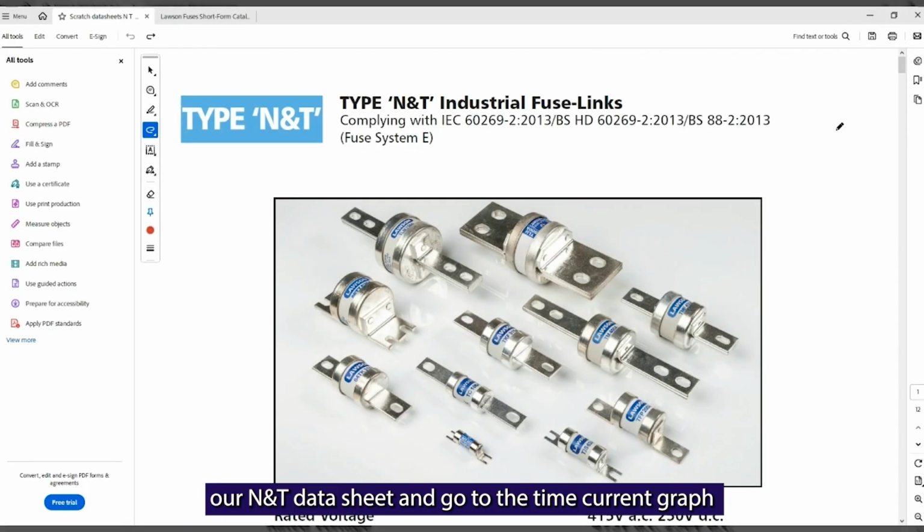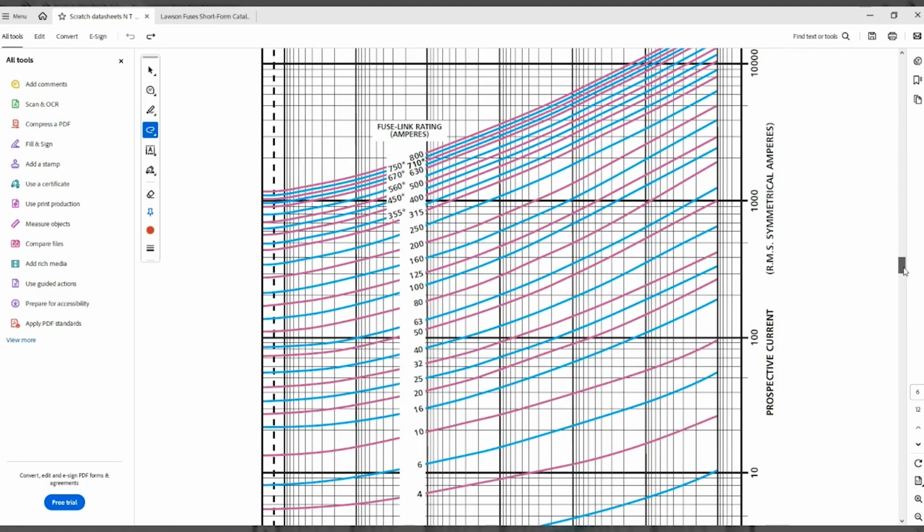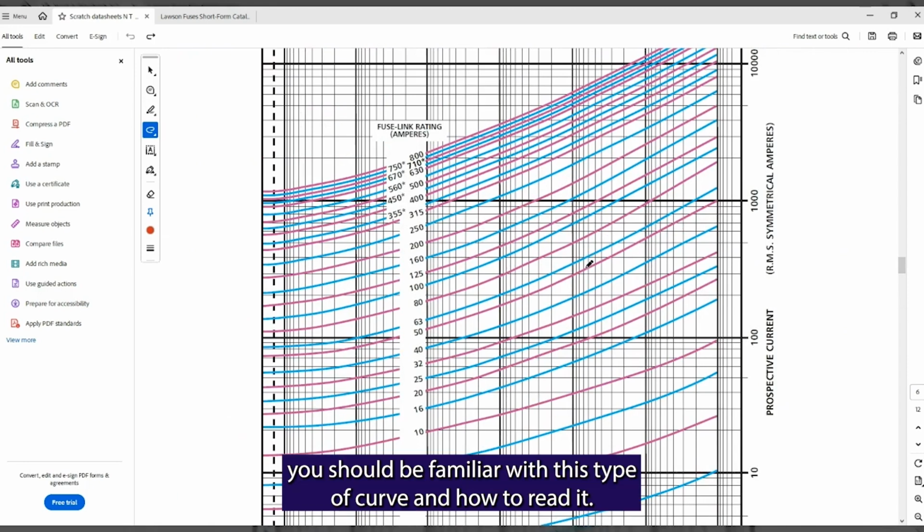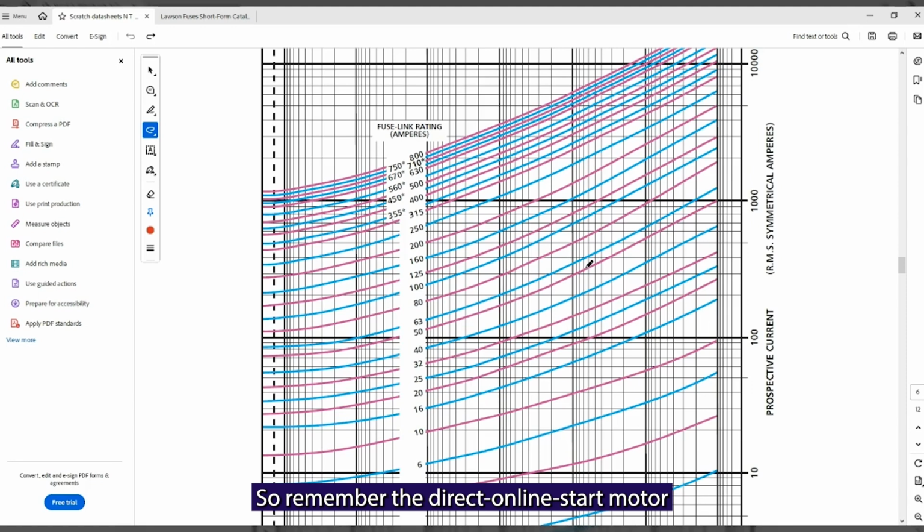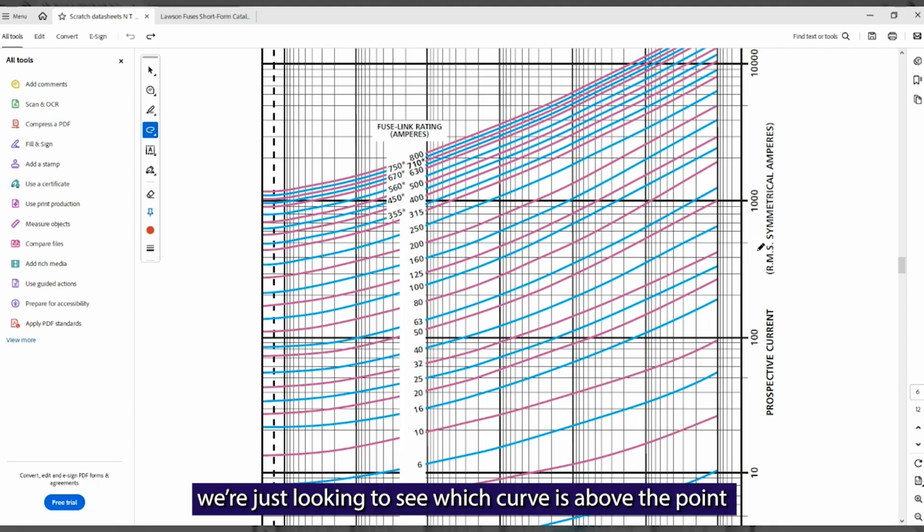Let's open our NT datasheet and go to the time current graph. From our last 2 sessions, you should be familiar with this type of curve and how to read it. So remember, the direct online start motor formula is 7 times full load current within 10 seconds. The full load current is 41 amps. Multiply this by 7, which is 287 amps. You would generally round this up to 290. This exercise is a little different to last time. We have a known time, 10 seconds, and a known current. We're just looking to see which curve is above the point where the 2 figures meet.